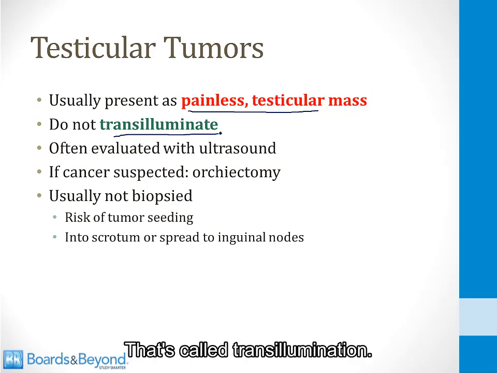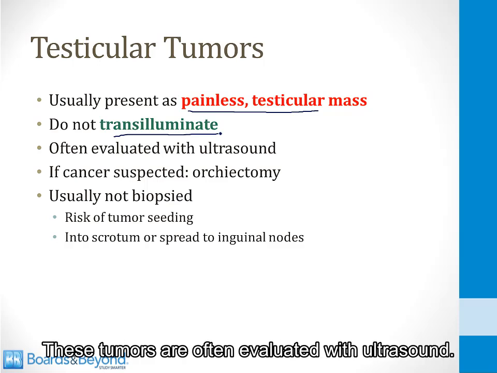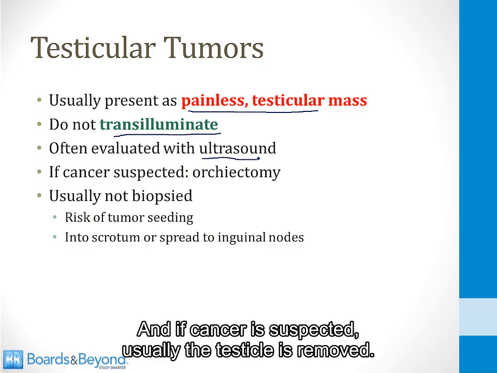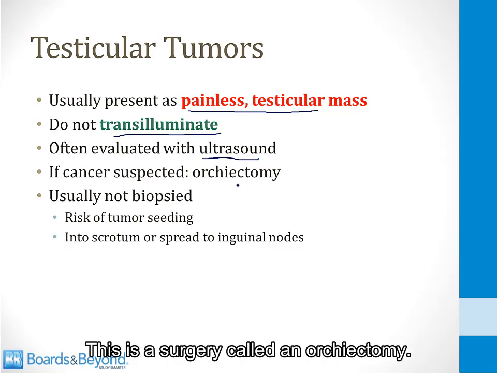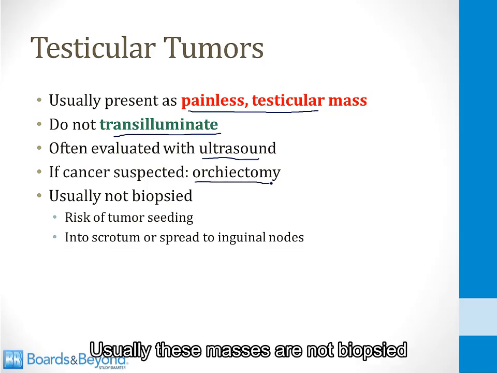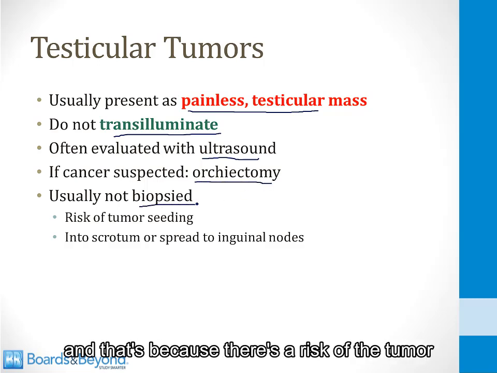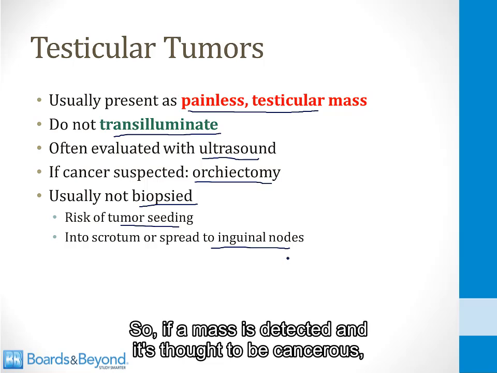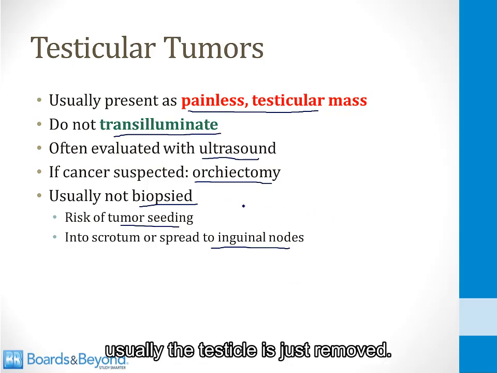That's called transillumination. These tumors are often evaluated with ultrasound. That's often the first test that is done. And if cancer is suspected, usually the testicle is removed. This is a surgery called an orchiectomy. Usually these masses are not biopsied, and that's because there's a risk of the tumor seeding either into the scrotum or into the inguinal node. So if a mass is detected and it's thought to be cancerous, usually the testicle is just removed.